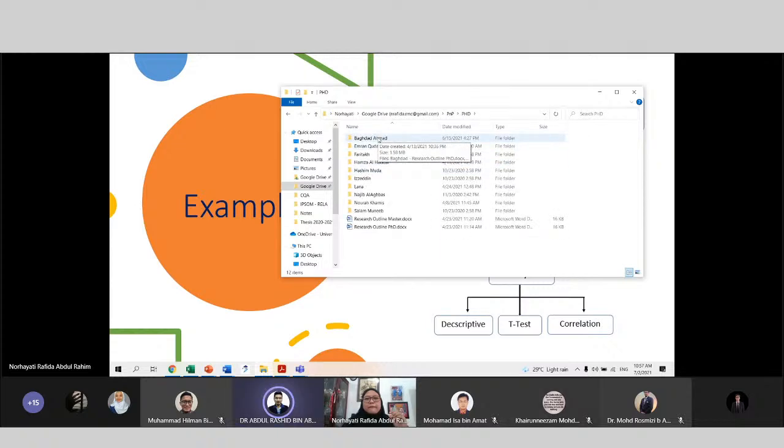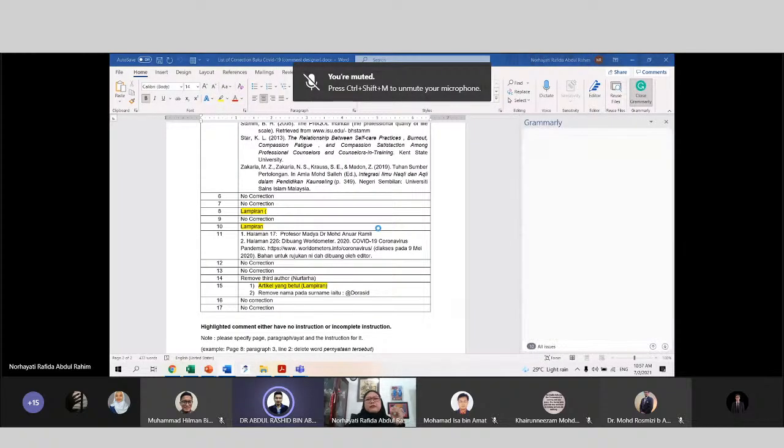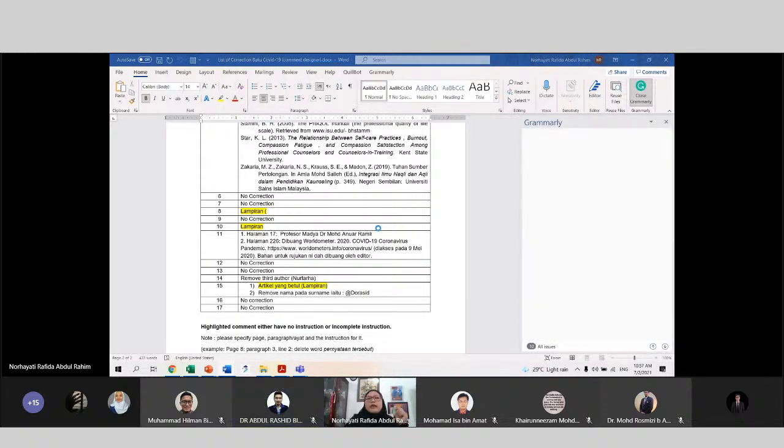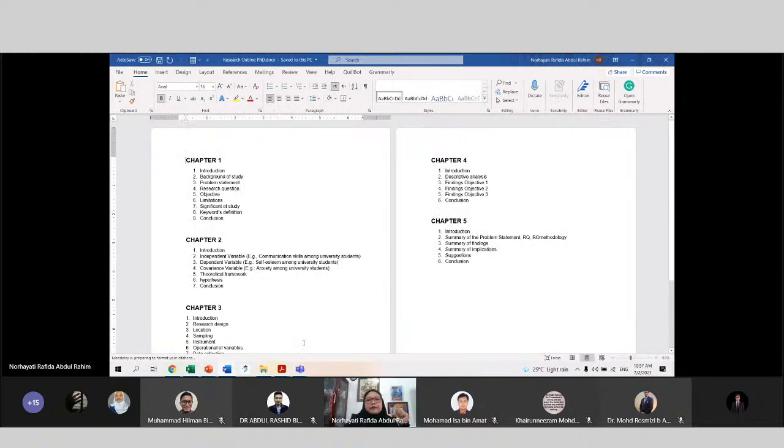Tadi doktor dia bagi tahu yang nak sentuh sikit pasal FGD dengan satu lagi tu. Apa dah? Apa ya? Research round table ke? Round table. Okay. FGD. Okay.